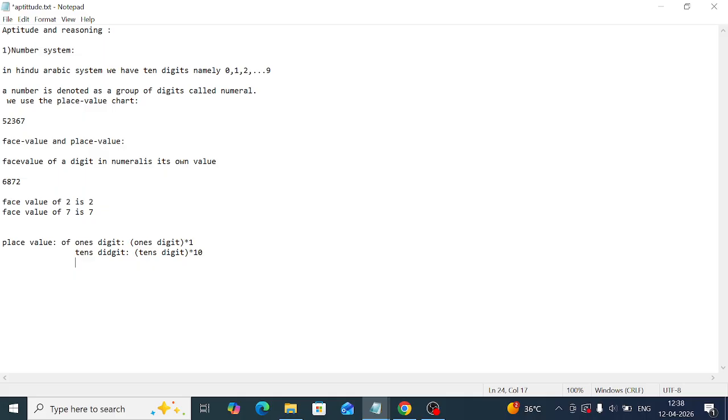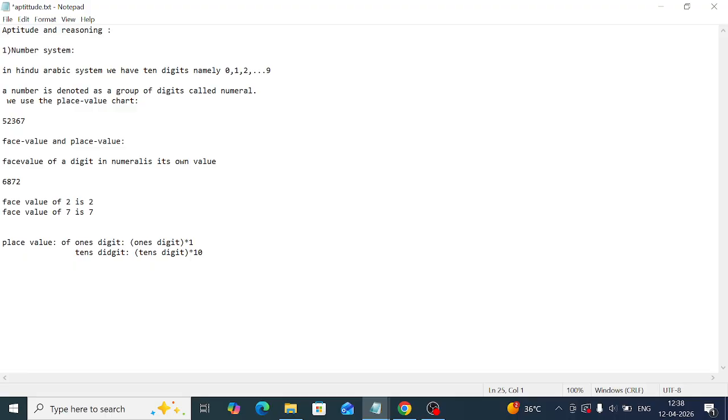Let me tell you one example. Face value means its own value. The face value of 2 is 2 only, of 7 is 7 only, of 8 is 8 only, of 6 is 6 only. But place value is different. In the units place it is called ones, then tens, hundreds, thousands.